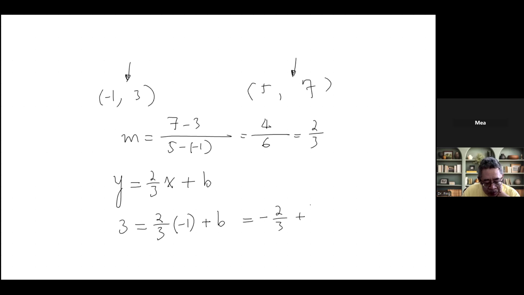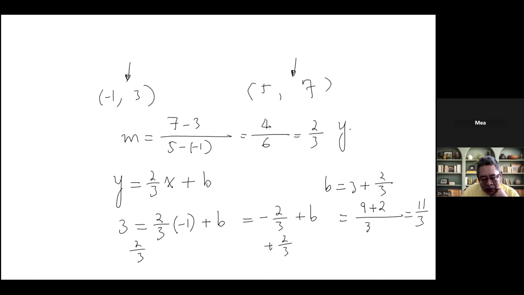Therefore, to find the b, we just add 2/3 on both sides. That means b is equal to 3 plus 2/3. We can write 3 as 9 over 3, and then plus 2, so that gives us 11 over 3. Therefore, our function will be y equals 2/3 x plus 11 over 3. Good?